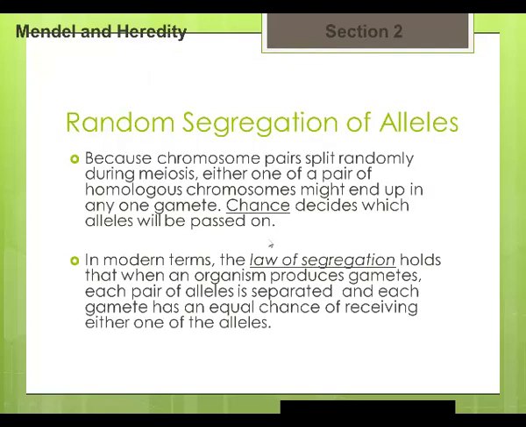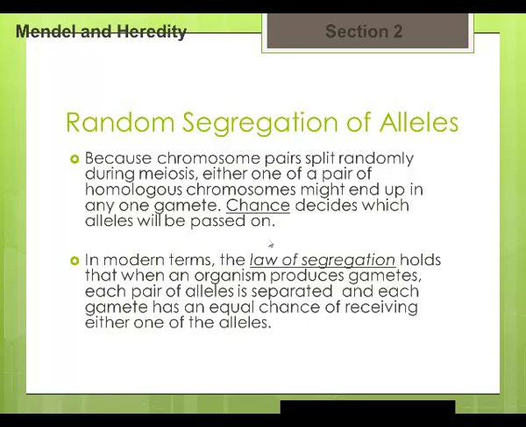Random segregation of alleles. Chromosome pairs split randomly during meiosis. So remember, meiosis is the stage in your body where the sex cells are created. In this case, either one of a pair of homologous chromosomes might end up in any one gamete. So simply put, the alleles that you give to your offspring, or any organism gives to its offspring, can be either one of the pair that you have. And chance decides which allele will be passed on. We use probability to try to explain that chance, but ultimately it simply comes down to chance. It's basically a roll of the dice.